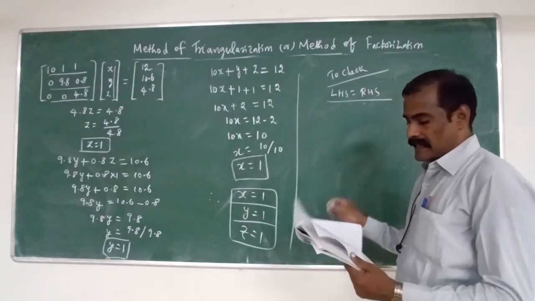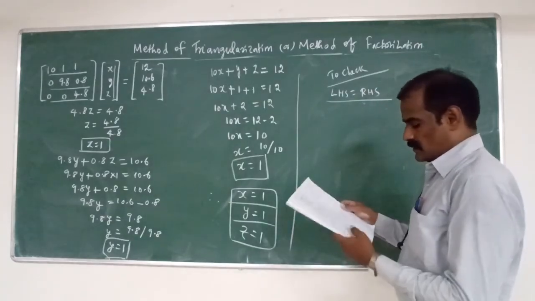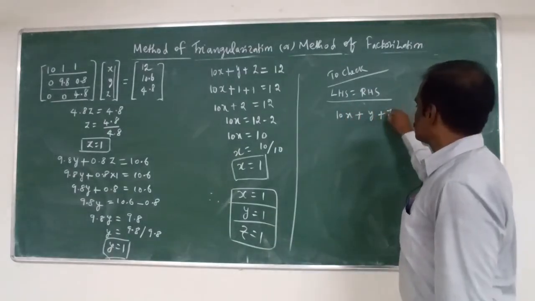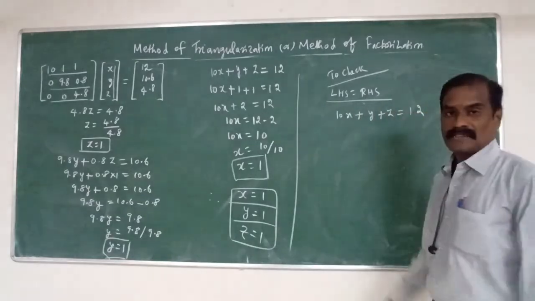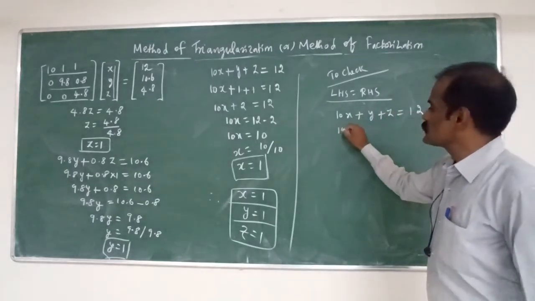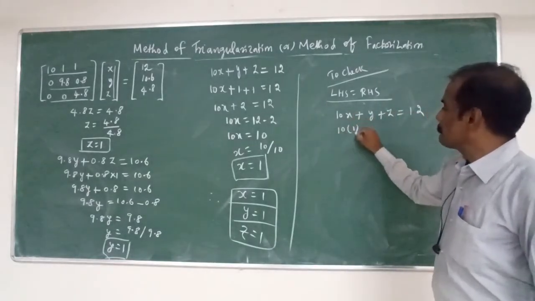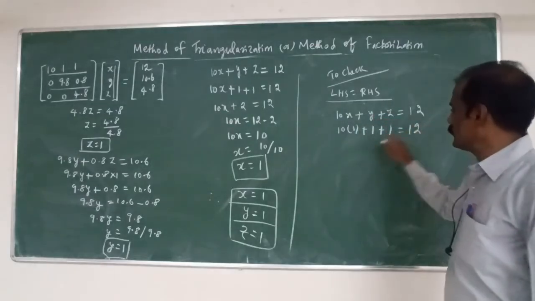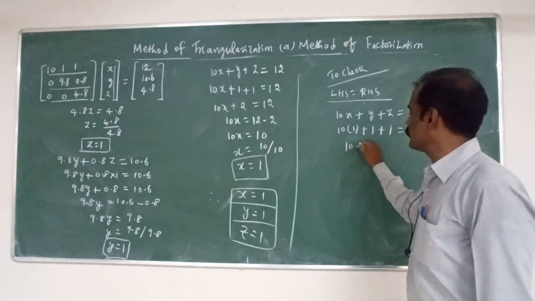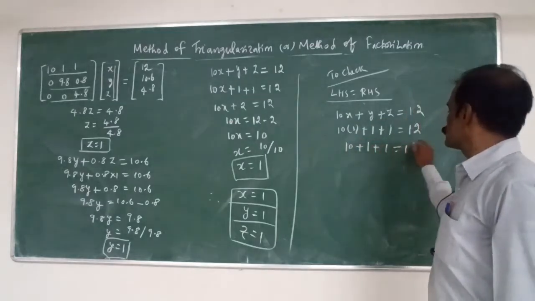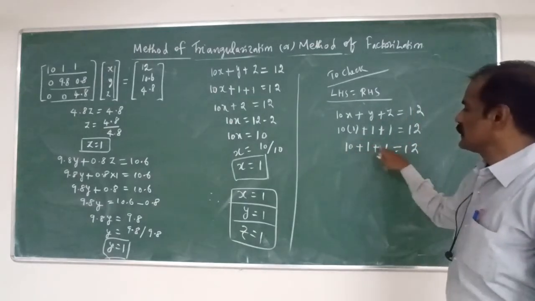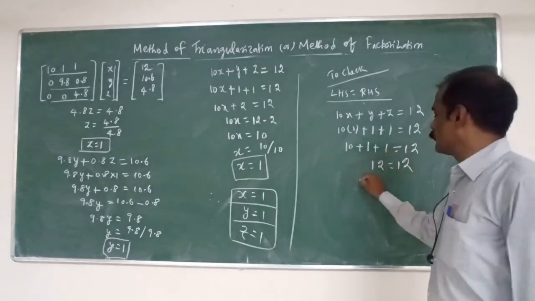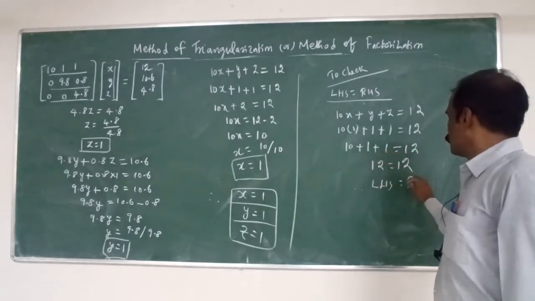So I can take equation 1: 10x plus y plus z equal to 12. I take the first equation. X value 1 plus y value 1 plus z value 1 equal to 12. Now multiplying, 10 plus 1 plus 1. Now adding all three: 10, 11, 12. 12 equal to 12. Therefore, LHS is equal to RHS.